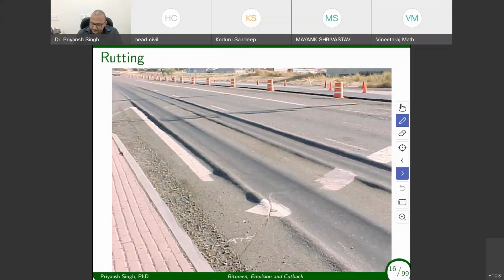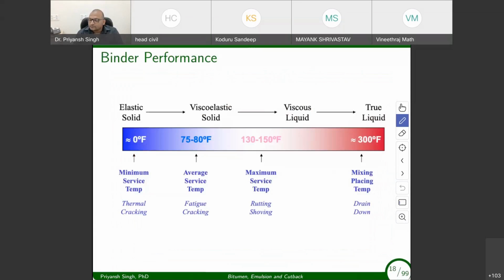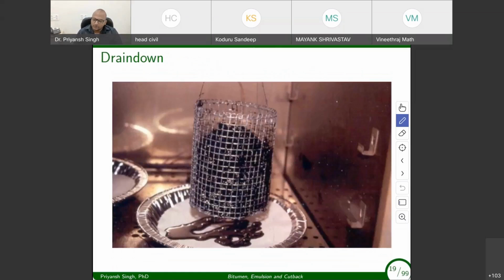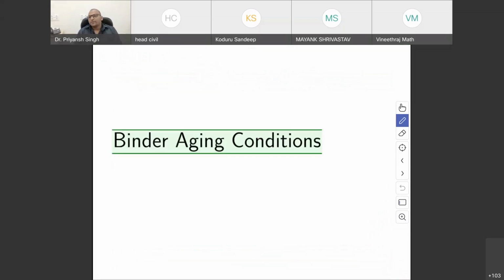If you further increase the temperature, the asphalt will behave like a true liquid, and this will be the instance of mixing and compaction. Here a drain down could happen, or tender mix could happen. So we need to take care at the elevated temperature.